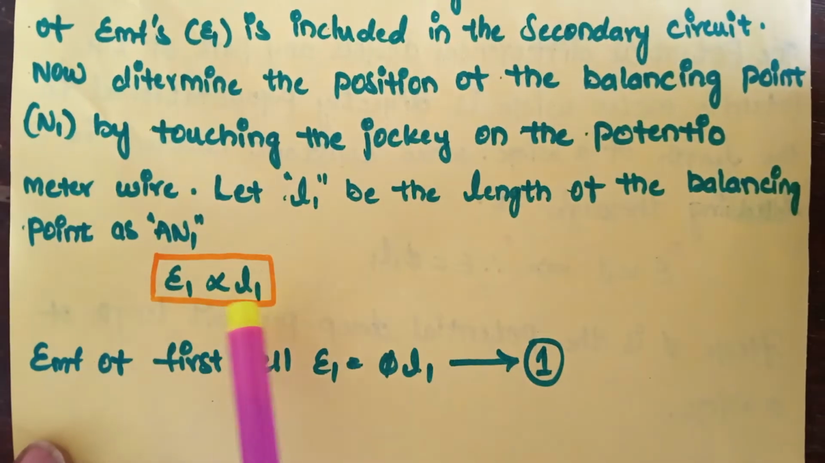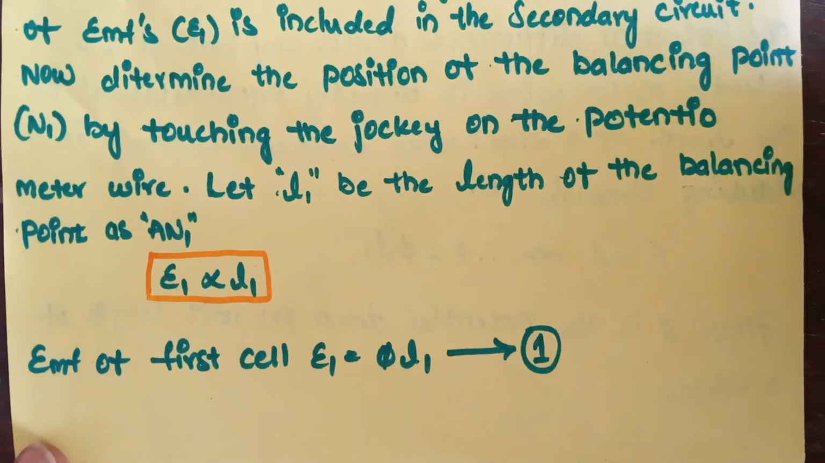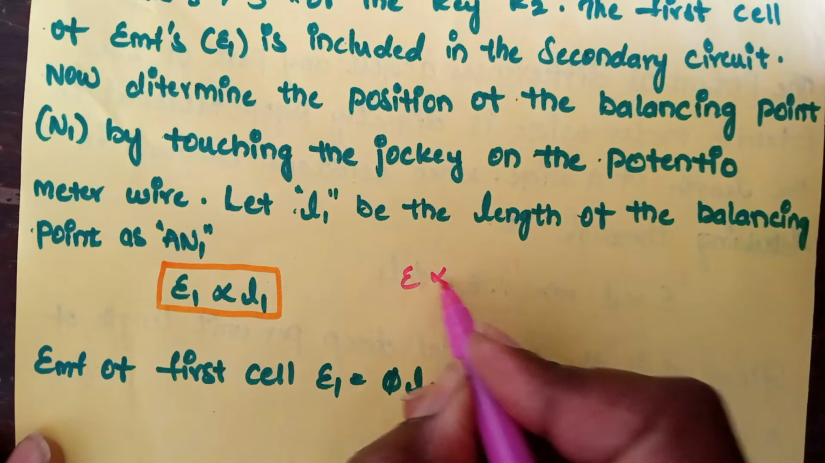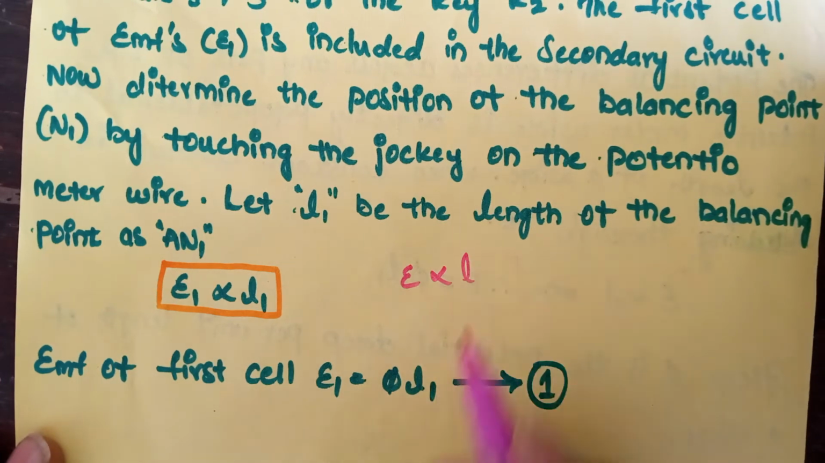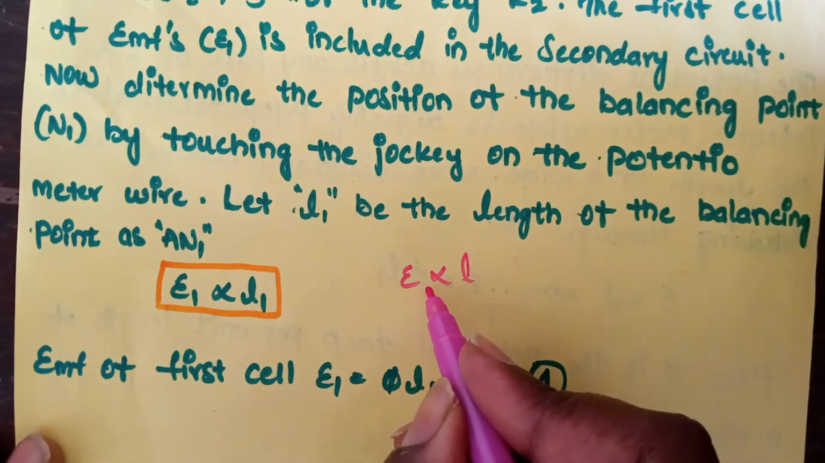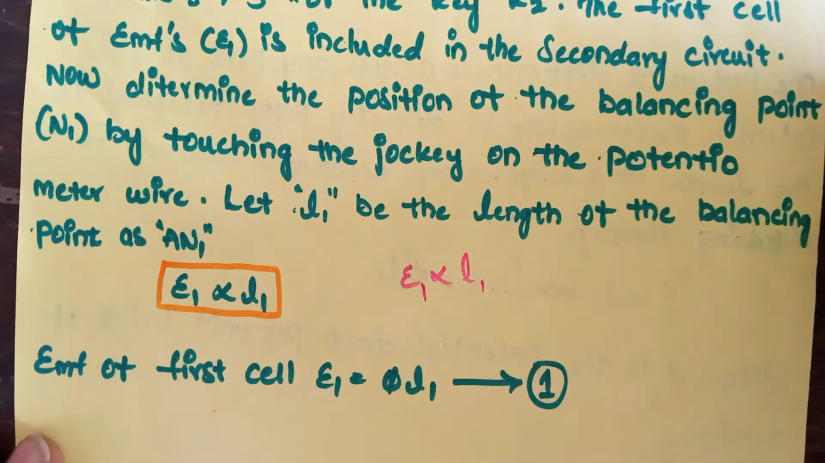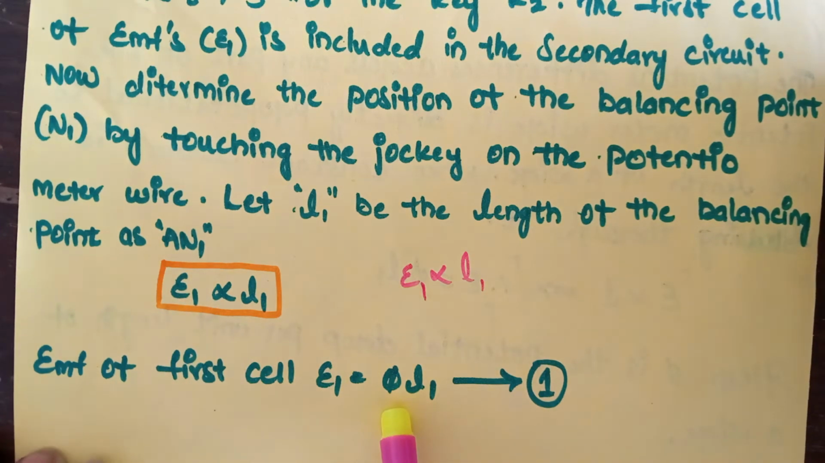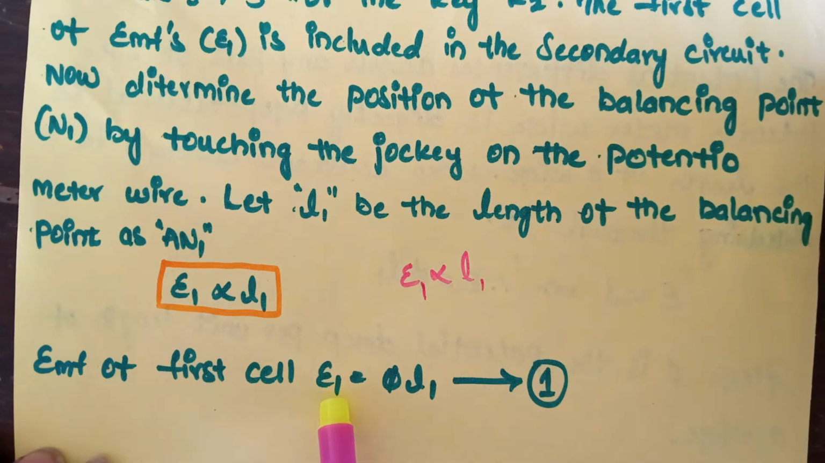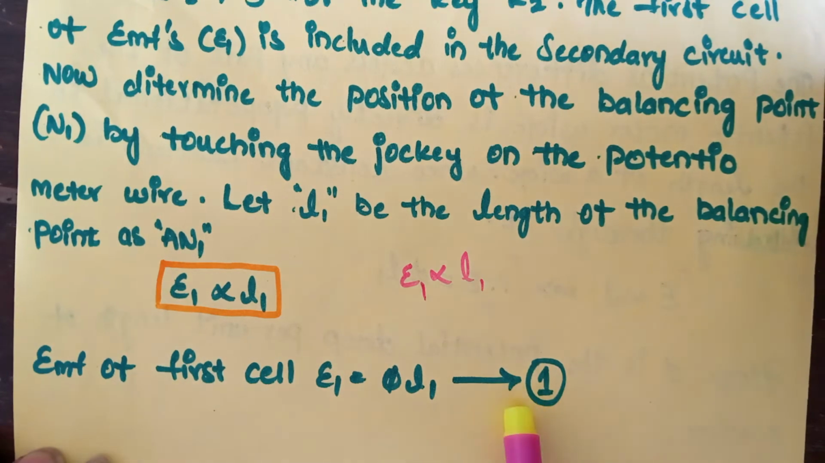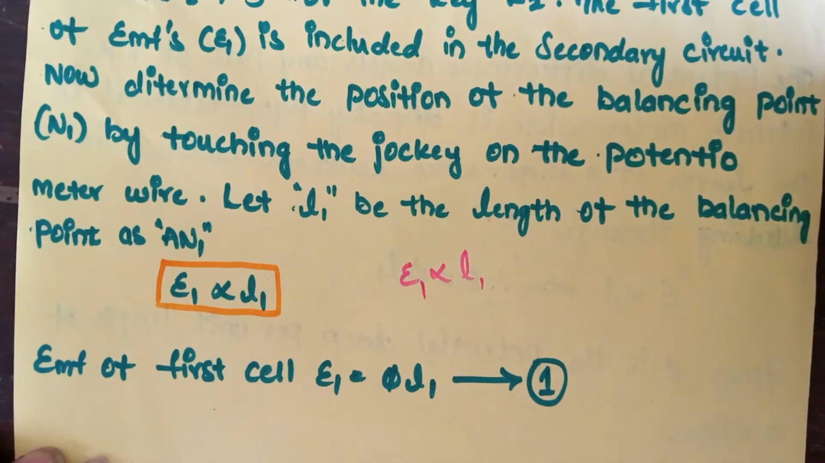EMF1 is proportional to L1. EMF is directly proportional to L. So here the first cell is working, that's why EMF1 is proportional to L1. Removing the proportional symbol, you get a constant. So the EMF of the first cell, epsilon 1, is equal to pi L1. This is considered as the first equation.